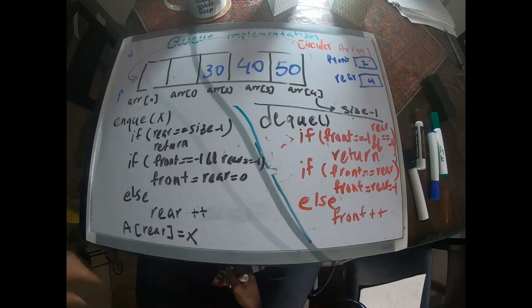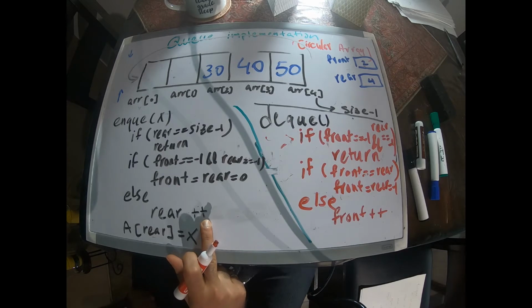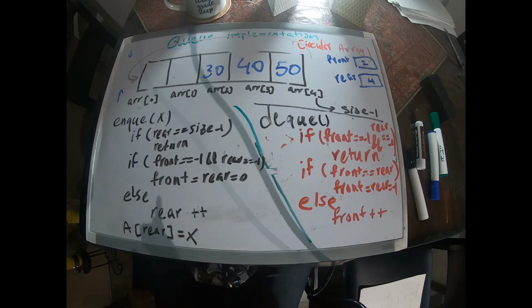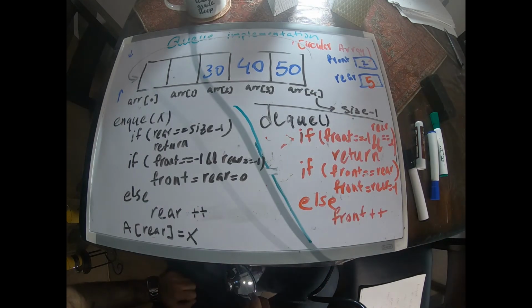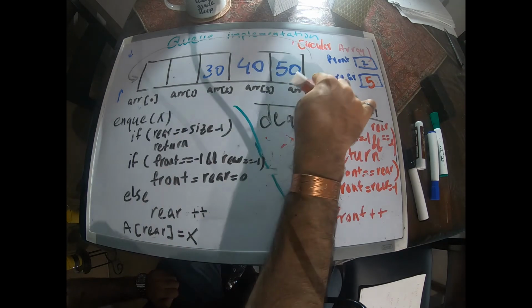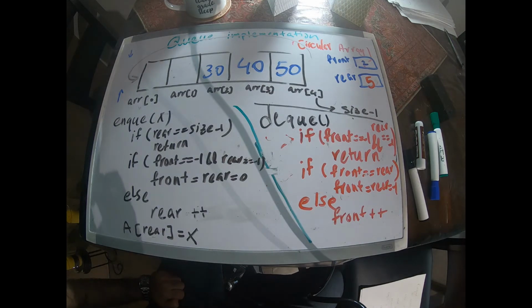I want to NQ another number. This is the previous NQ function, or pseudocode, that we had for linear array. What we did was increment rear whenever we wanted to NQ. But if I do that, my rear is going to become 5. I don't want it to be 5, because there's no space in the array at index 5. This is out of bound of the array. So how can we solve this?